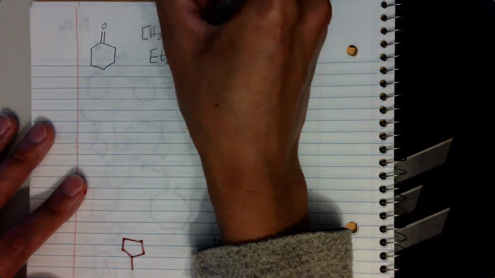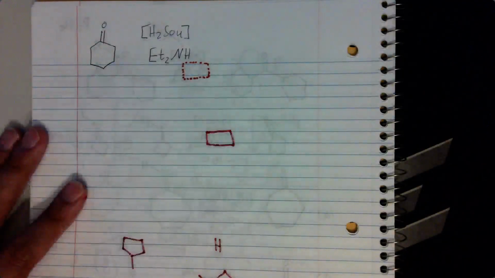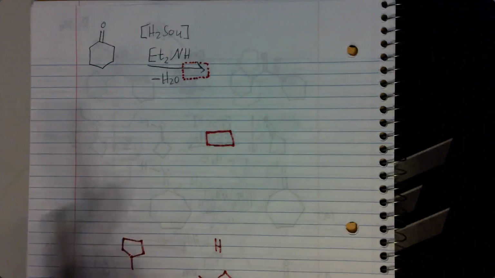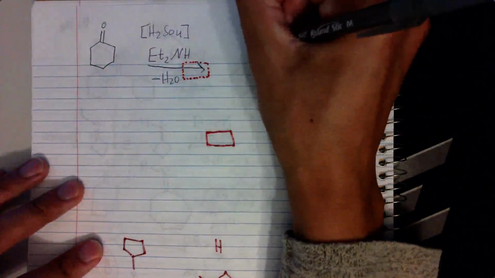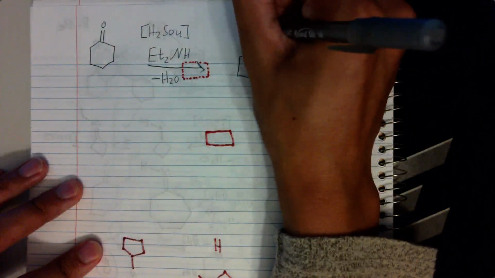But I know that I'm attaching a nitrogen with two ethyl groups. This is diethylamine right there. And of course, at some point, we lost water. So I know that my N with my two R groups is an N, and then it's two ethyl groups. So I know that I'm going to get a single bond to N with the two ethyl groups.